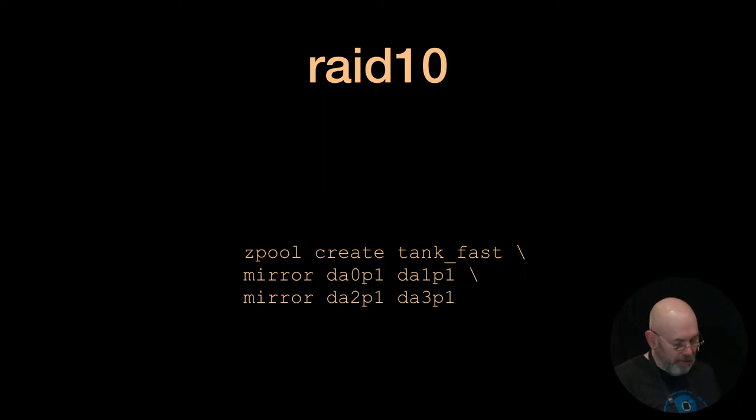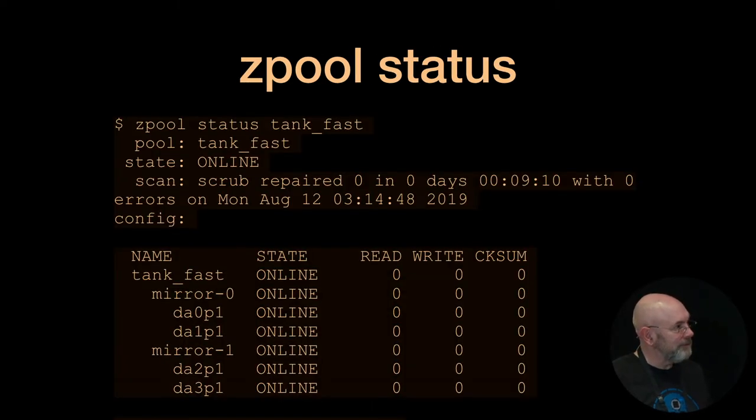There's a RAID Z1. Again, you basically give it a name, say I'm going to mirror those two drives and I'm going to mirror those two drives. And you can repeat that process as far down the page as you have drives. And there's a RAID 10, a mirror, and it's striped over the two.